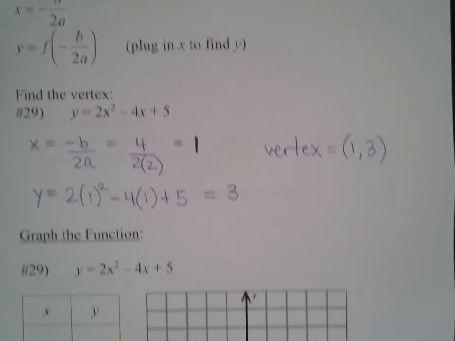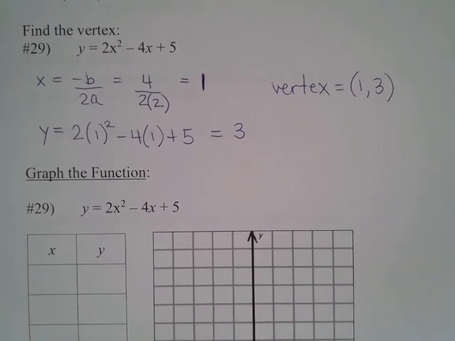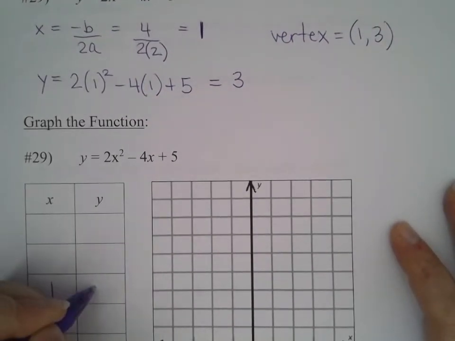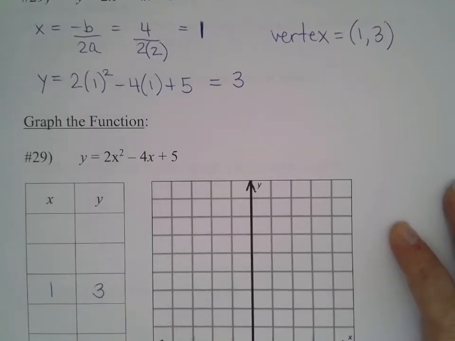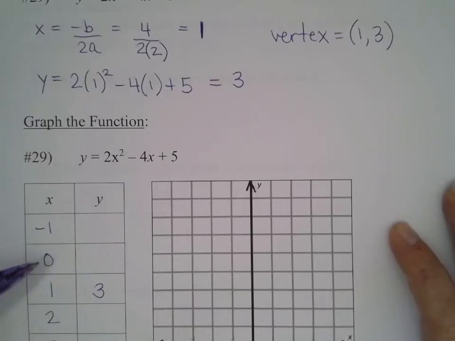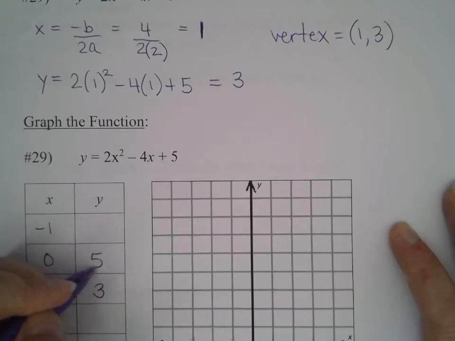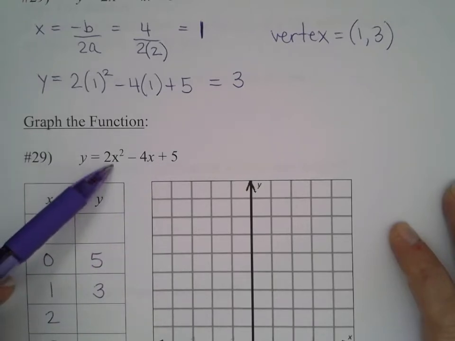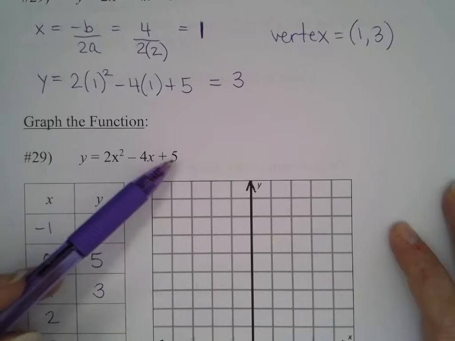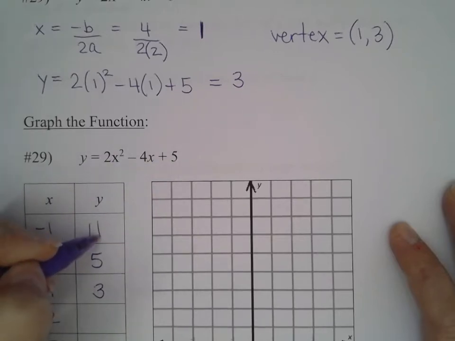Okay, let's add to that the graph. So the vertex would be the center point for the parabola, just because of its shape. So I would recommend putting that point in the center of your t-chart and choosing x values around 1. So a couple numbers smaller, a couple numbers bigger. And then we could plug those into our function. So if I plug in 0, I'm going to get 5. If I plug in -1, I'm going to have 2 plus 4, which would be 6, plus 5, which would be 11.